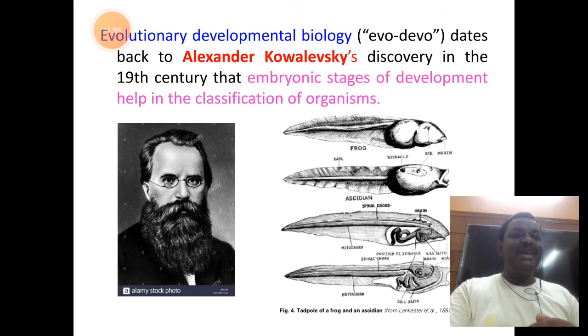Down in the picture we can see Alexander Kowalevsky, and towards the right side is the picture of the frog's tadpole and Ascidian tadpole. Both look similar, but there are certain changes in their adult stage. So the embryonic stages of different organisms were used to classify the organisms. This was done by Alexander Kowalevsky.